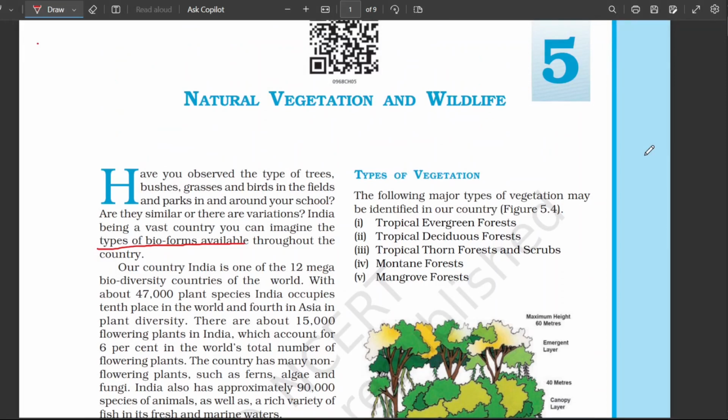Hello everyone. So today we will start with chapter 5, which is on natural vegetation and wildlife. Have you observed the type of trees, bushes, grasses and birds in the fields and parks and in and around your school? Are they similar or are there variations? India being a vast country, you can imagine the types of bioforms available throughout the country.